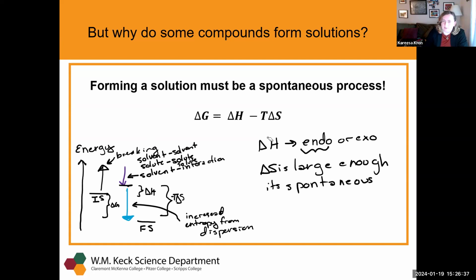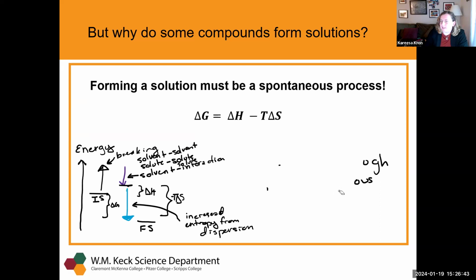So I'm going to erase part of this. So pause the video if you need. And I'll show you an example where we might not predict that a solution would form.